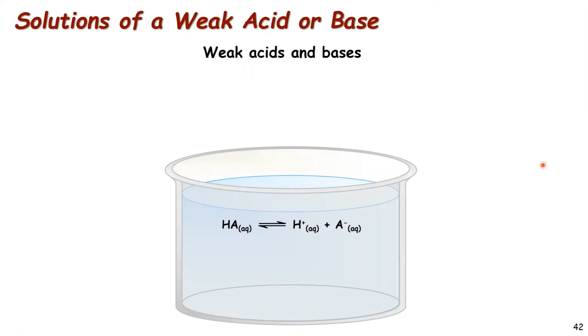Okay, so we left off talking about strong acids and strong bases. They completely dissociate. So if I have a 0.1 molar solution of hydrochloric acid, HCl, it's going to completely dissociate into H+ and Cl-. And so the H+ is going to be 0.1 molar, and the chloride is going to be 0.1 molar. That's the way strong acids and bases work.